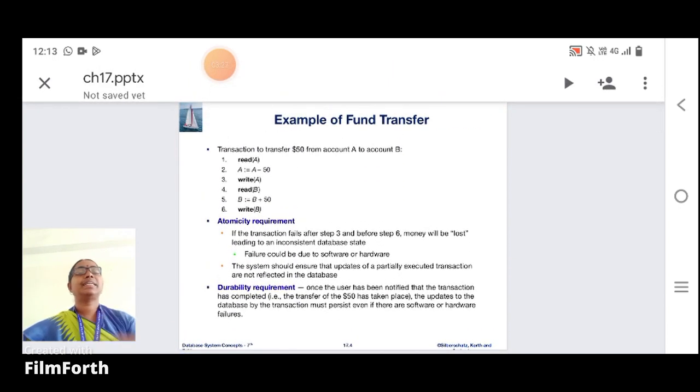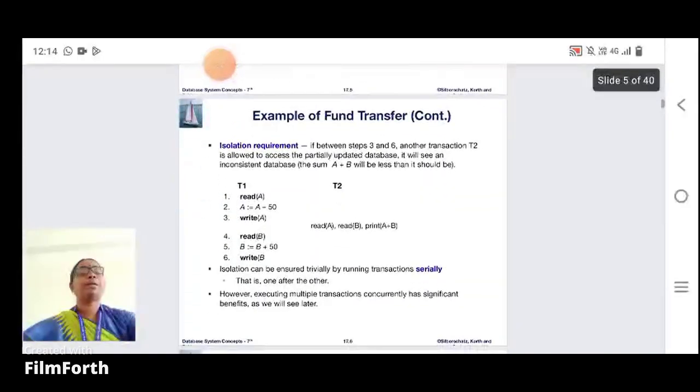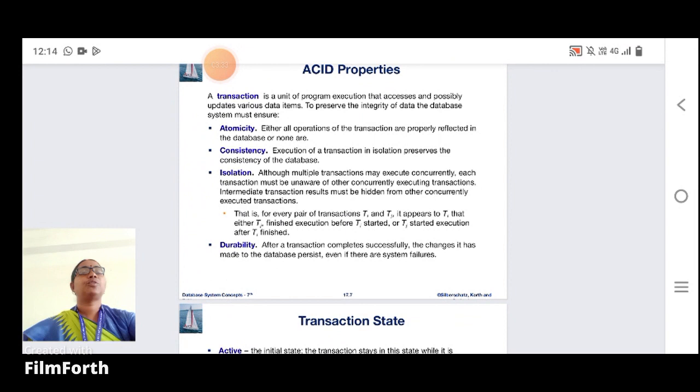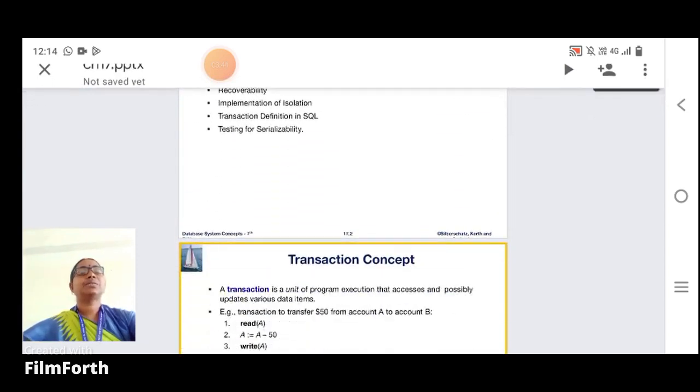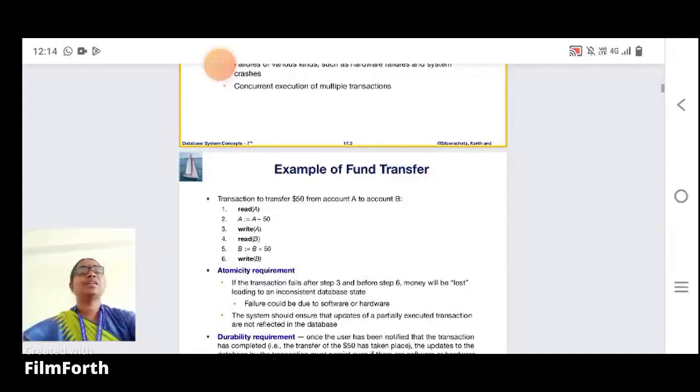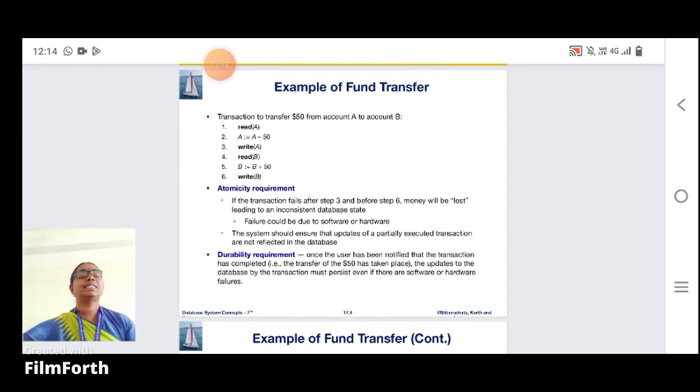So there are mainly four properties of the transaction: atomicity, consistency, isolation, and durability. Now I am going to explain these four properties. First, atomicity. What is the atomicity property? In the first slide we learned what a transaction is. Now, what is this atomicity requirement?